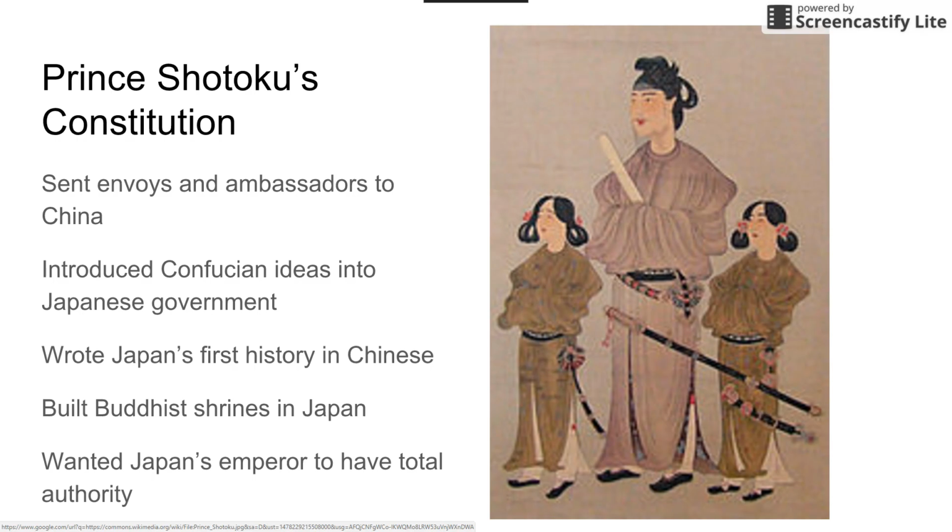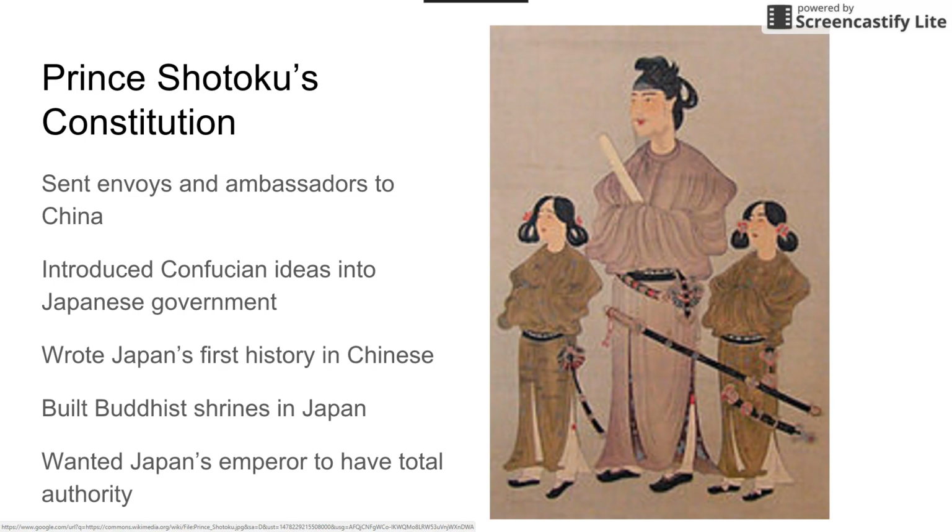And he was a big fan of Chinese ideas. So he sent envoys and ambassadors to China. Now, envoys and ambassadors, another way of saying this is they're like foreign representatives. They are people from one country who go to another to learn from or speak for their home country. And he wanted to learn everything he could about China.